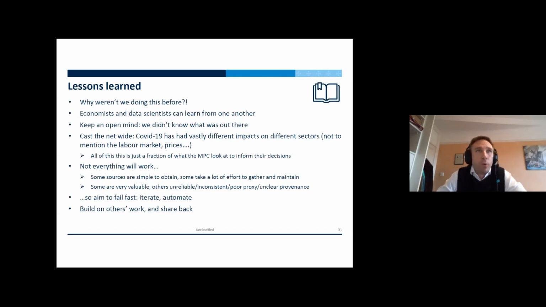Not everything will work. We kind of went through whether sensors drop off or not. Some things we find useful at the beginning, but then we don't find useful later. The merits of adding a 9th mobility index to the original 8 you've got, the hurdle becomes higher. And as I was going through, iterate, automate these things and build on each other's work.